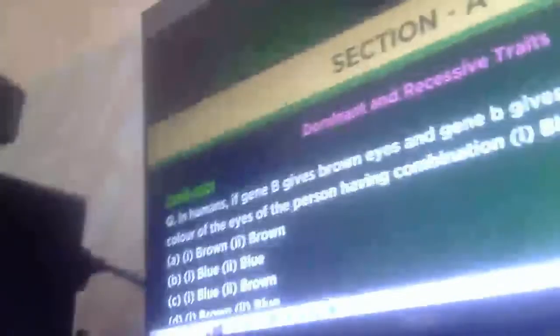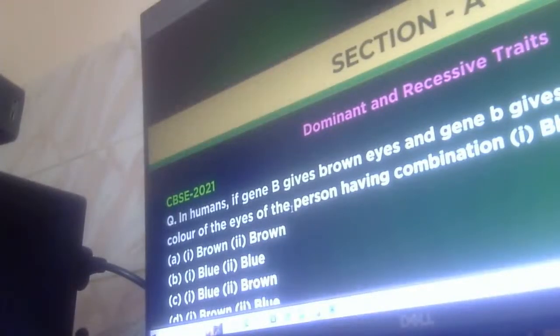Dominant. The person who has capital B, small b will have brown eyes, and capital B is dominant, homogeneous dominant. So it is again brown. So both are brown.